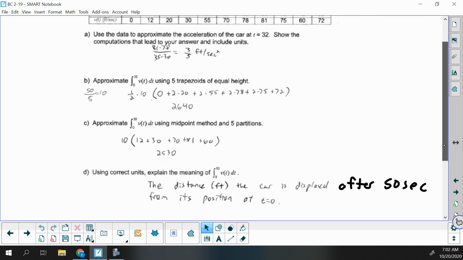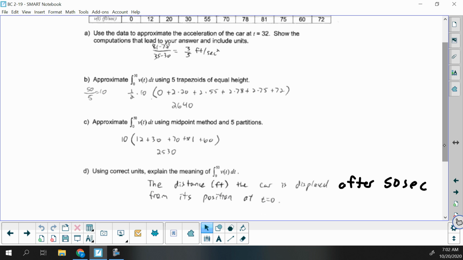And then the other thing I just want to mention in D, you could have also worded it as the net change in the car's position. That's the same as saying the distance the car is displaced. So you can pause it here if you needed to check any of those.